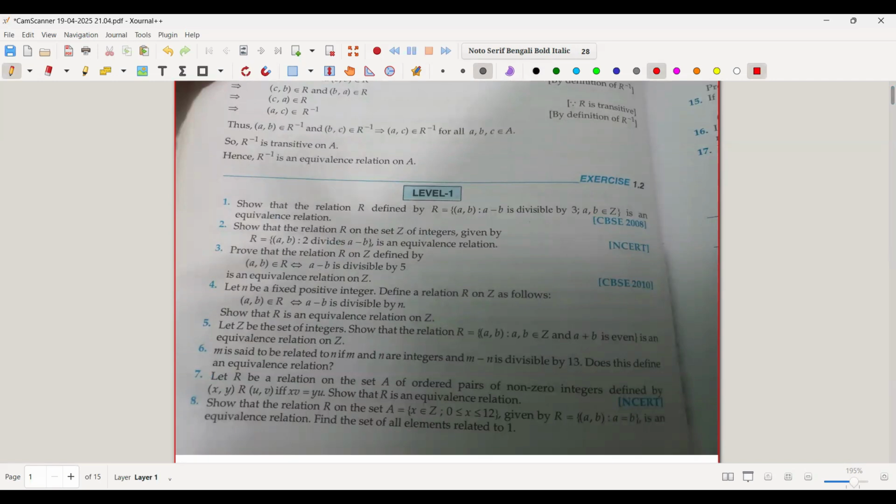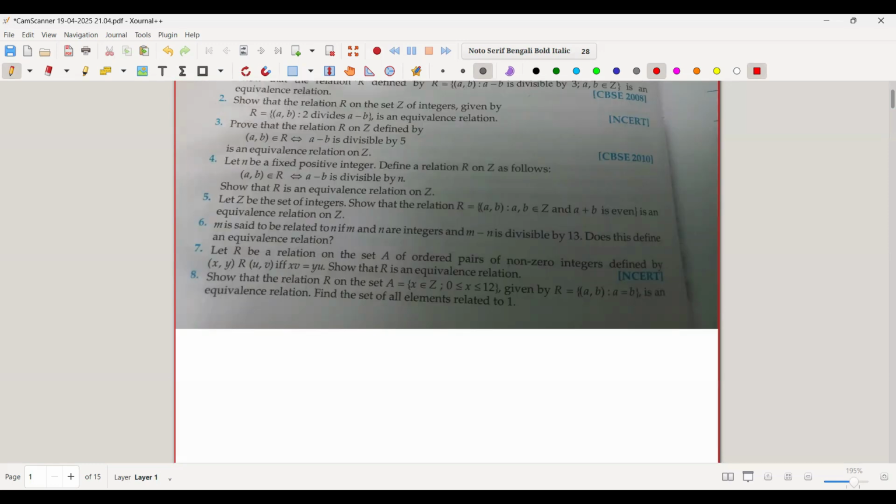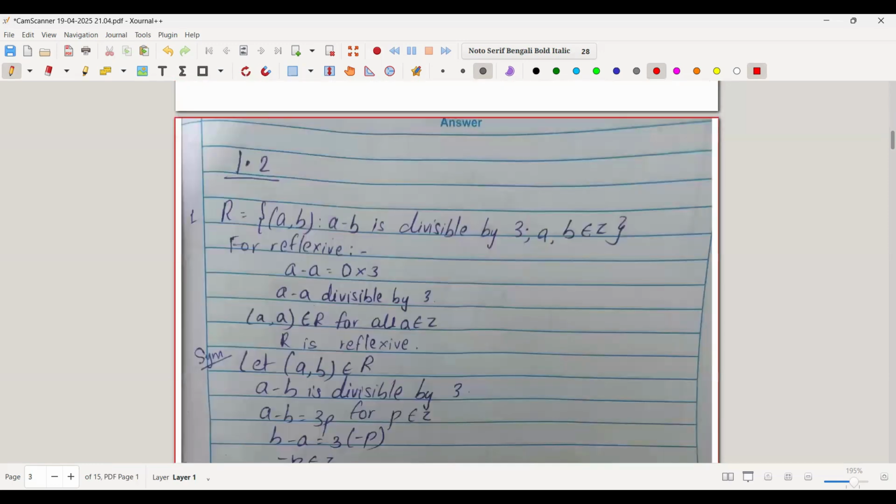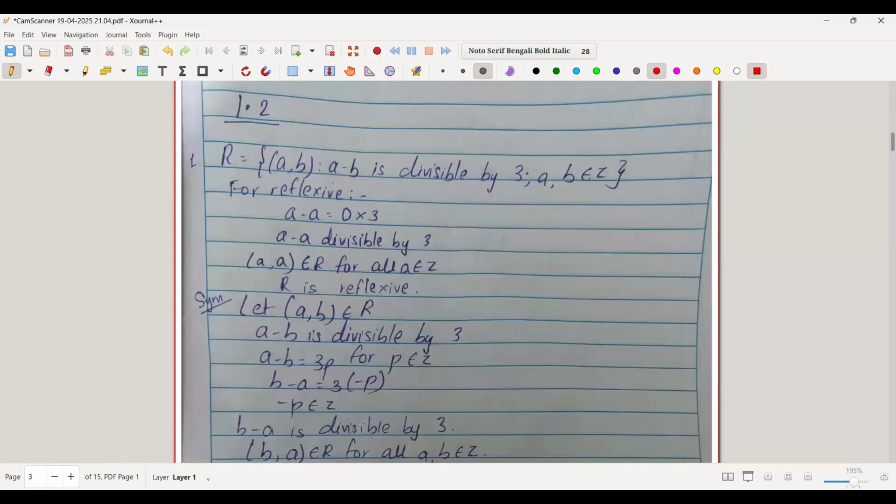So this is exercise 1.2, R D Sharma. Question number 1: show that the relation R defined by R equal to {(a, b) such that a minus b is divisible by 3}, a, b belongs to Z, is an equivalence relation. CBSE 2018. R such that R equal to (a, b), a minus b is divisible by 3.